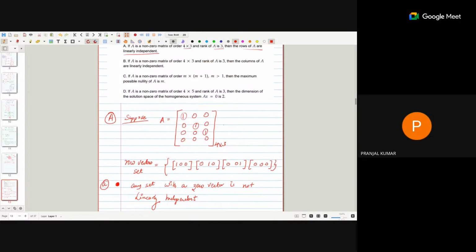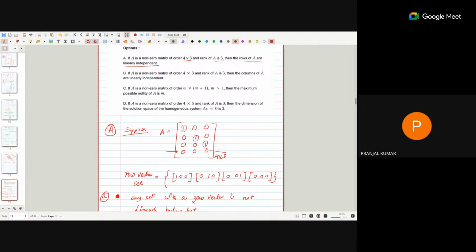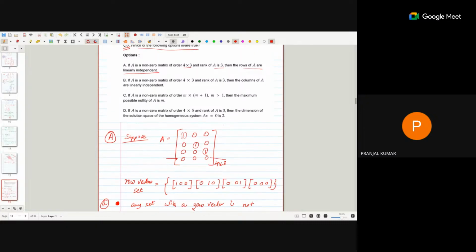Now tell me, are they linearly independent? Because see, this fourth row is an entire 0 row. You know that when a 0 row is present, it is not linearly independent. It was dependent, that's why it got converted to a 0 row, right? Yes or no? Yes, sir. Okay, so the first option is wrong.